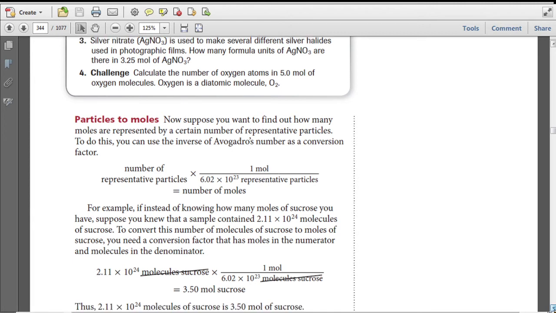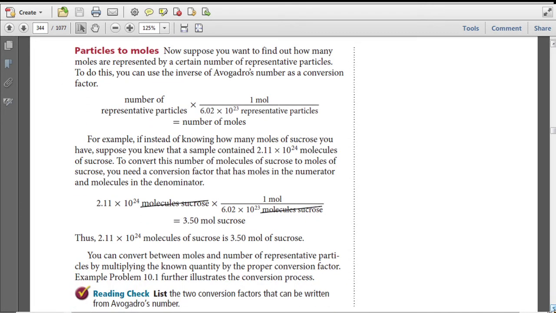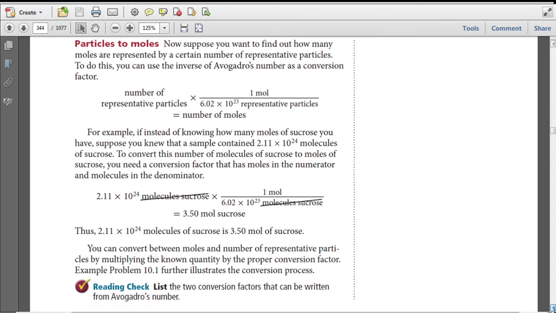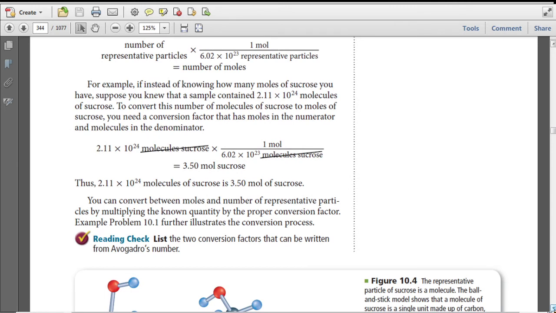Right, so if we were going to use that previous example where we had 2.11 times 10 to the 24th molecules of sucrose, let's multiply that by 1 mole over Avogadro's number, and that should give us 3.5 moles of sucrose. You can convert between moles and number of representative particles by multiplying the known quantity by the proper conversion factor.